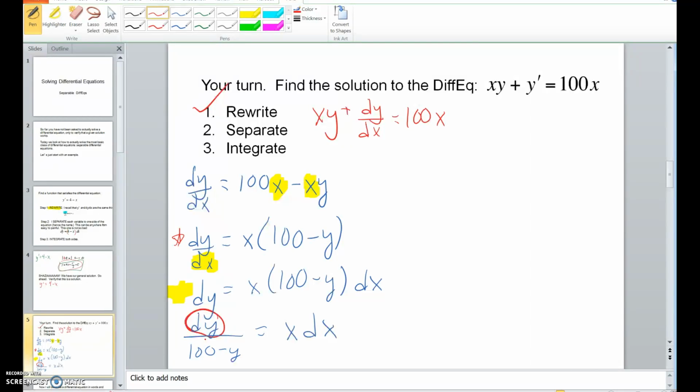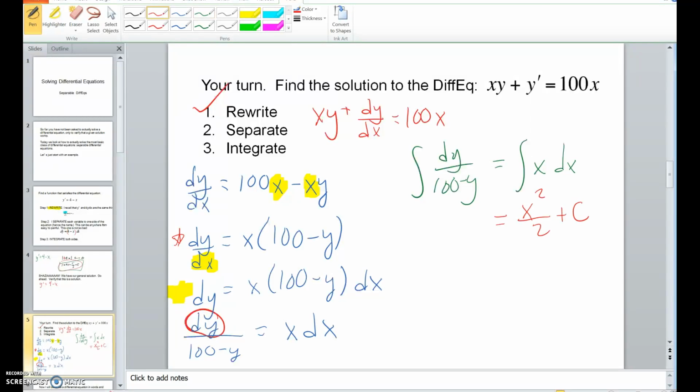Okay, so anyway, now I'm on step 3, which is integrate. So now we need to integrate dy over 100 minus y, and integrate the other side, x dx. So I'll give you a second. You can just treat each side separately. That's why it's called a separable equation. And we'll see where you get.